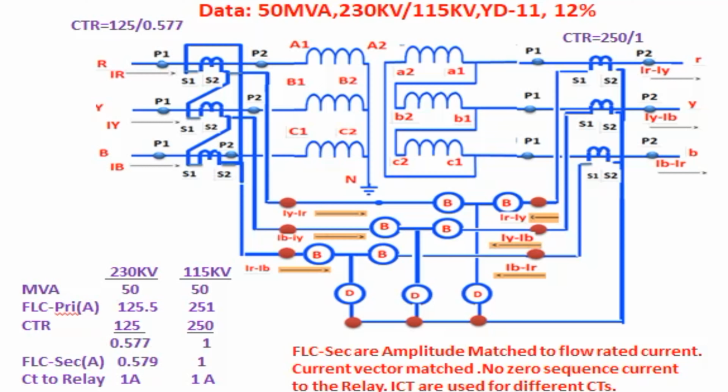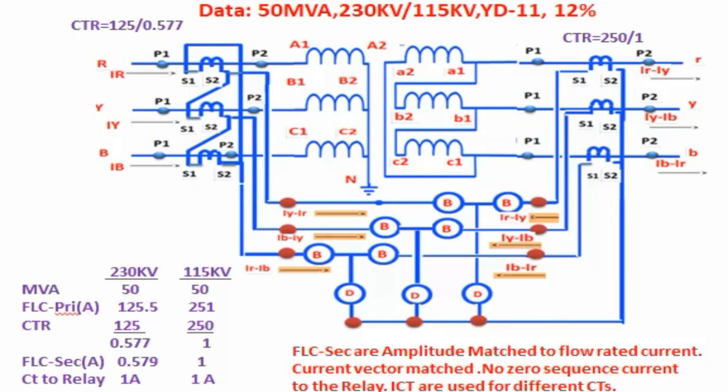In delta side, CTR equal to 250 bar 1. So full load current secondary, that is inside of the CT in star side, that is delta formation, 0.579. Full load current secondary in delta side is 1 ampere. So the CT secondary current coming out in 230 kV is 0.79 into root 3, and in delta side the CT secondary current is 1 ampere.